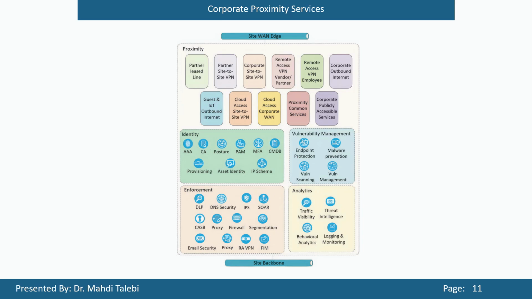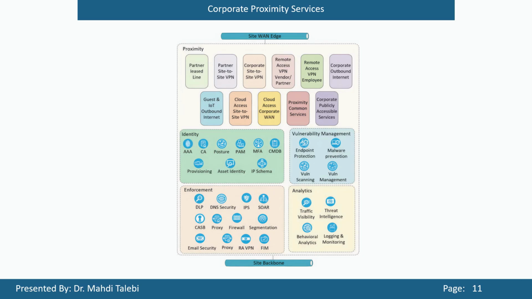The diagram also underscores the importance of identity management and vulnerability management within corporate networks. Identity management tools such as AAA for authentication, MFA for multi-factor authentication, and PAM for privileged access ensure that only authorized users can access network resources. Vulnerability management processes like endpoint protection and malware prevention help in identifying and mitigating potential threats to network security, thus maintaining the integrity and confidentiality of networked systems.